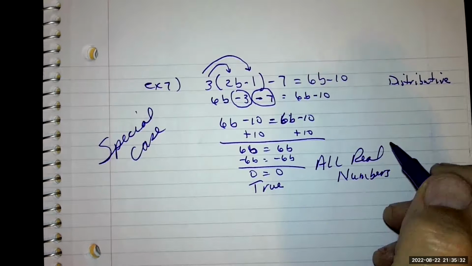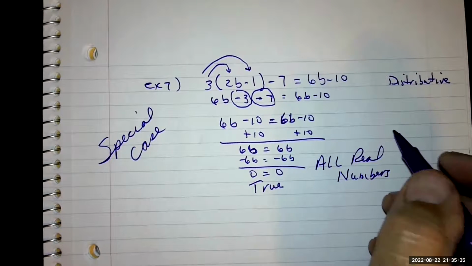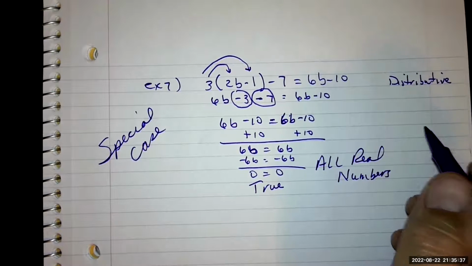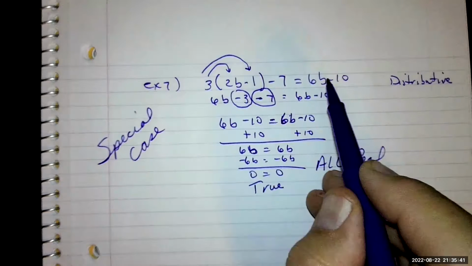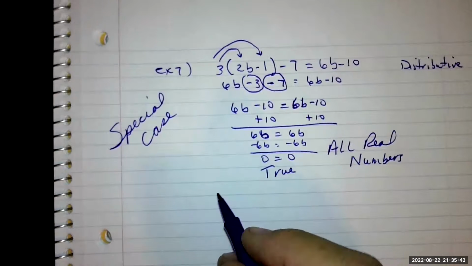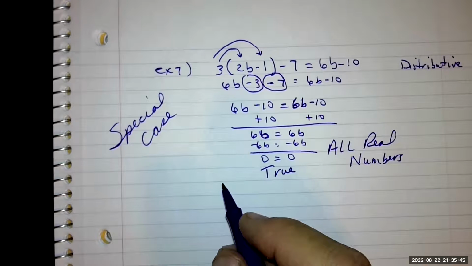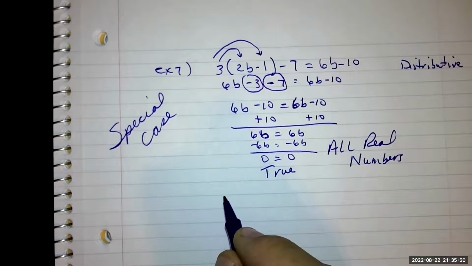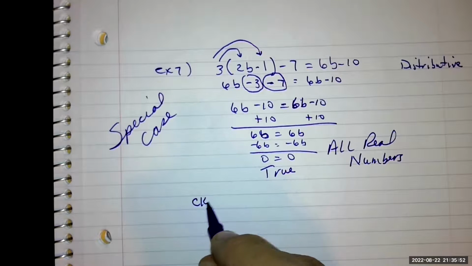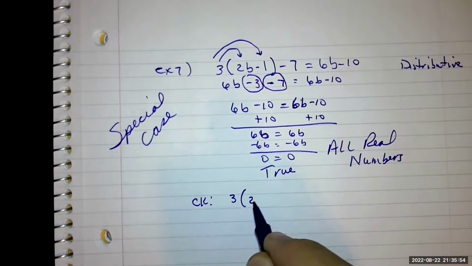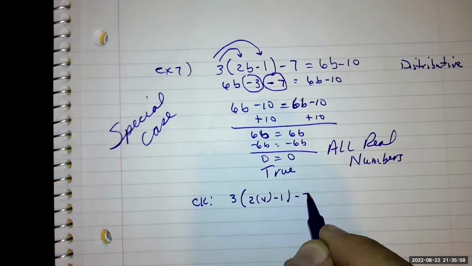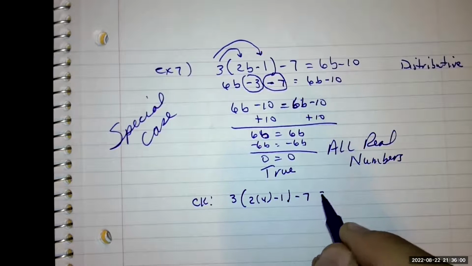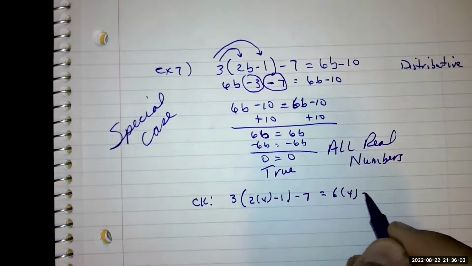So what does that mean? That means you can pick any number, fraction, decimals, it doesn't matter what number you pick, and you put it in here. So let's pick a simple number. Let's pick 4. All right, we're going to check it. So 3 times (2 times 4 minus 1) minus 7, and then it's going to equal 6 times 4 minus 10.